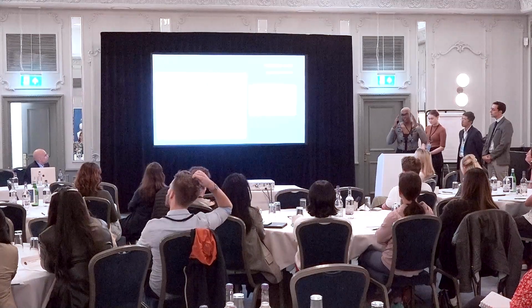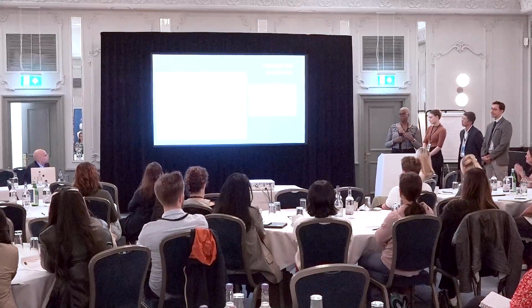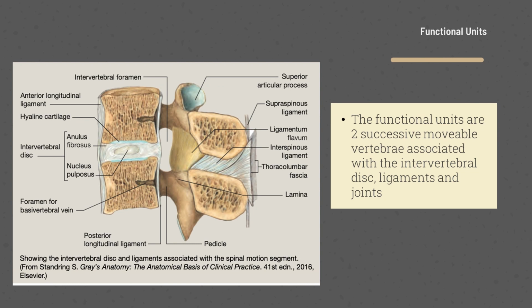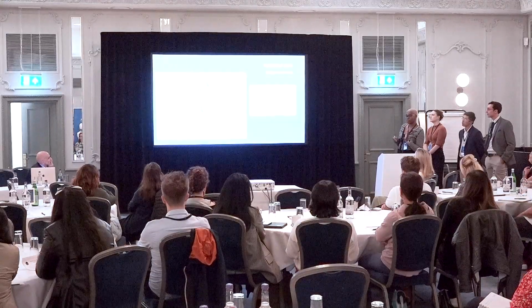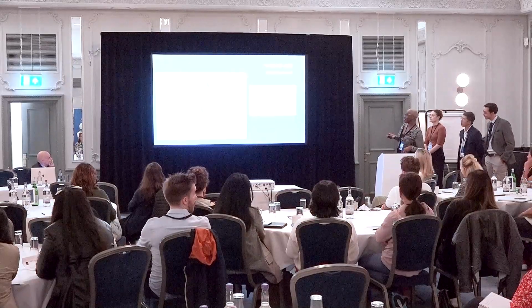So as I've said, the spine moves. So when we have two successive vertebrae, which are associated with the discs and the ligaments, they're known as the functional units. These functional units essentially exhibit the biomechanical characteristics of the entire spine. And what that actually means is each unit moves and is stabilized in the same way that the entire spine moves and is stabilized. So it's a nice way to break down what the spine actually does.